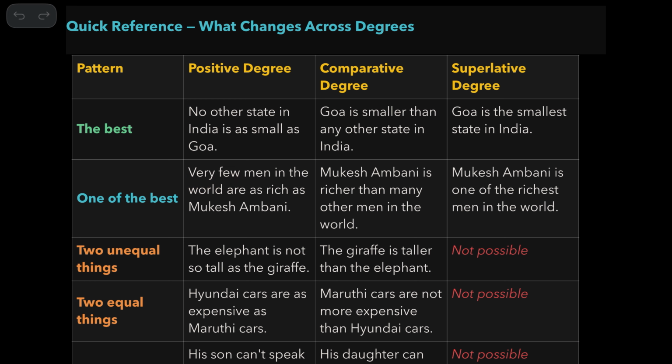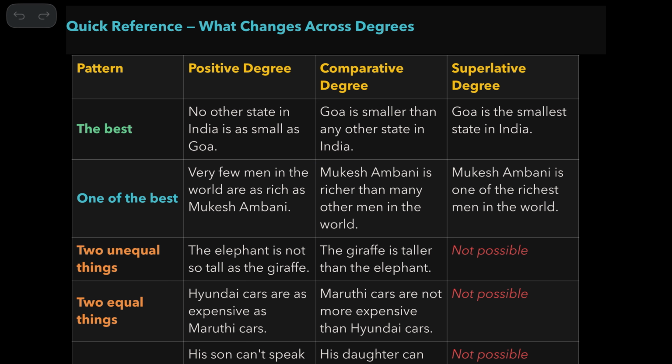Now the next one: the comparison is only between two people or things. That is the reason why the superlative is not possible. The elephant is not so tall as a giraffe. The giraffe is taller than the elephant. Here you are talking about things that are not equal. So the giraffe is taller, but the elephant is not really as tall as that.